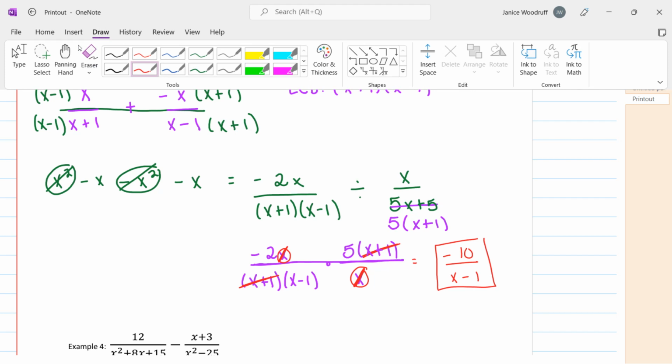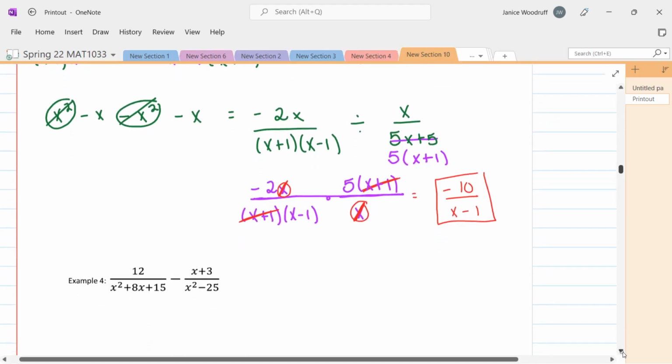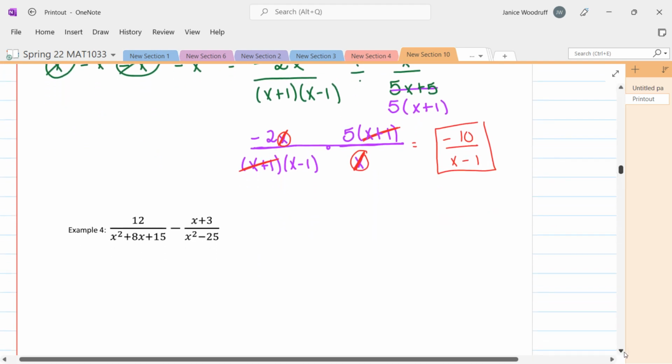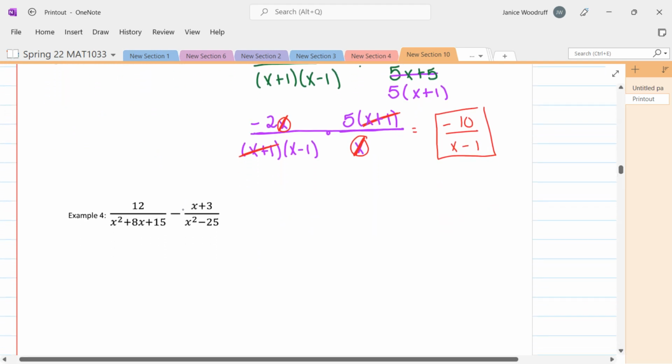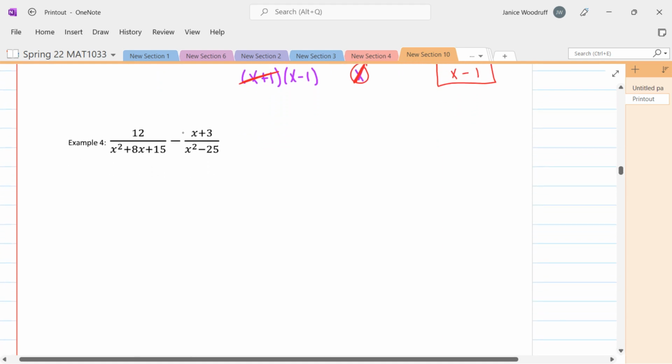You could put the negative in the middle if you want, yeah. All right, example 4. So subtraction, which means you need to take this minus sign and distribute it first. So this is going to be a minus x minus 3, plus sign there.